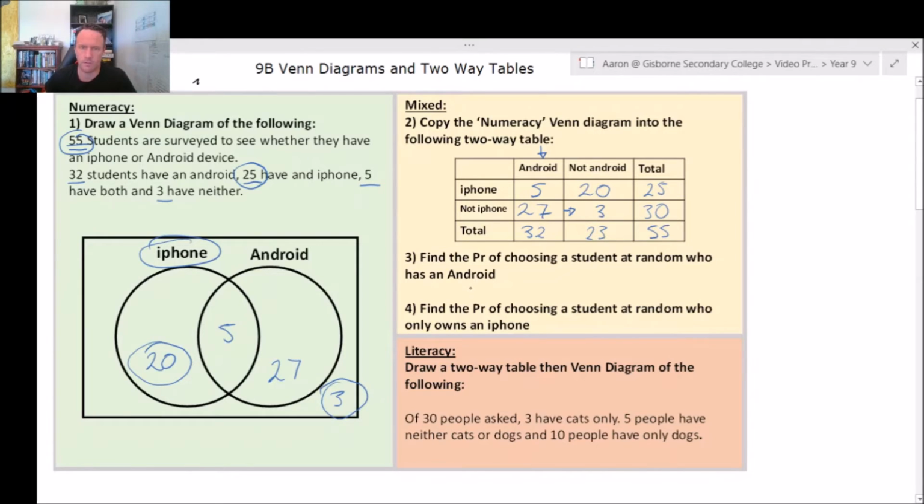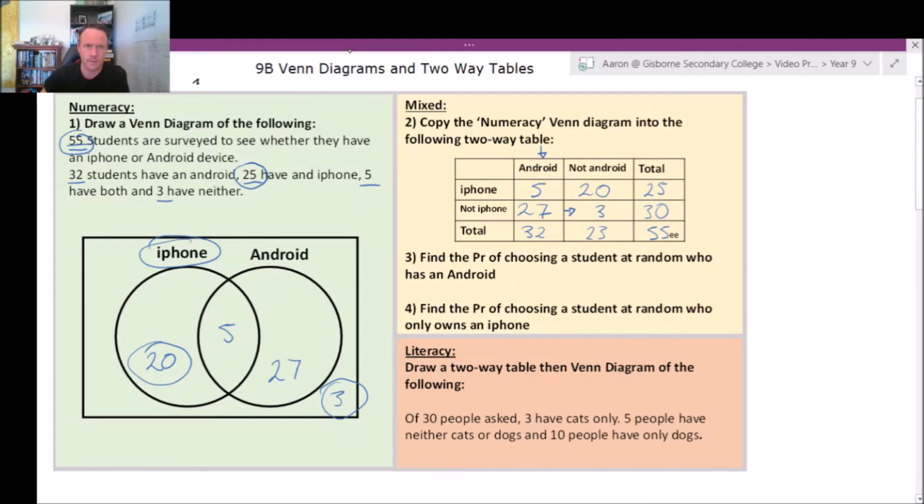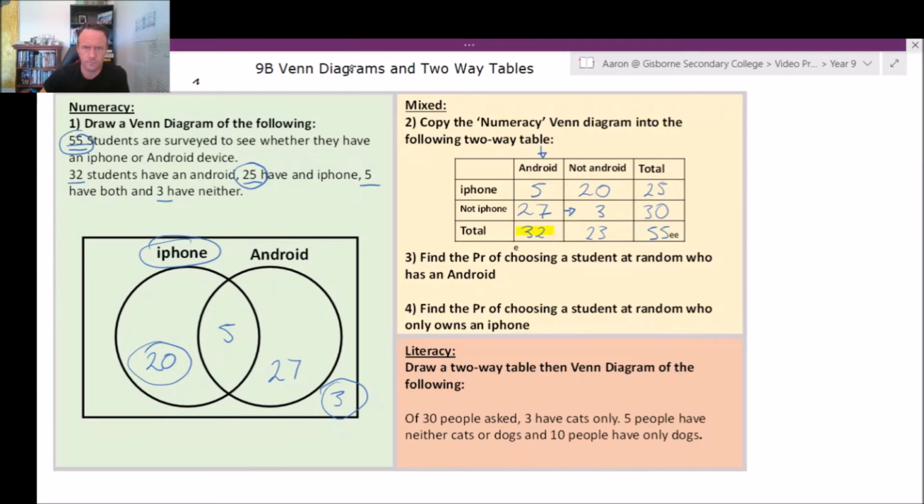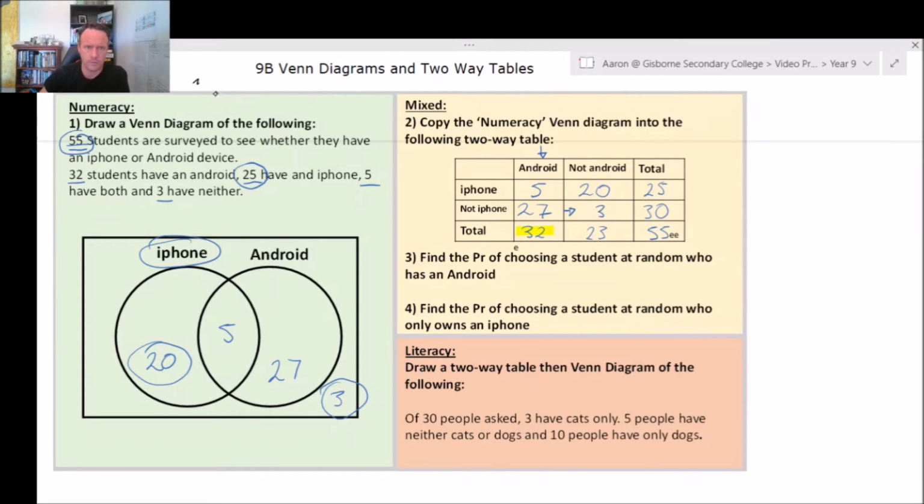So then we're asked, find the probability of choosing a student at random who has an Android. Okay, so we'd have to consider those that have the Android and the iPhone, as well as those that have just an Android. So if we look at that, that means we are considering this here. All right, so take that into account.